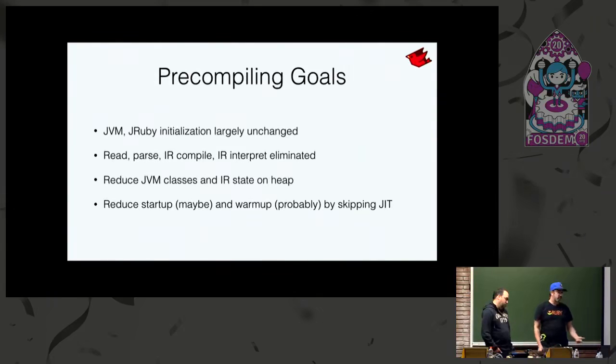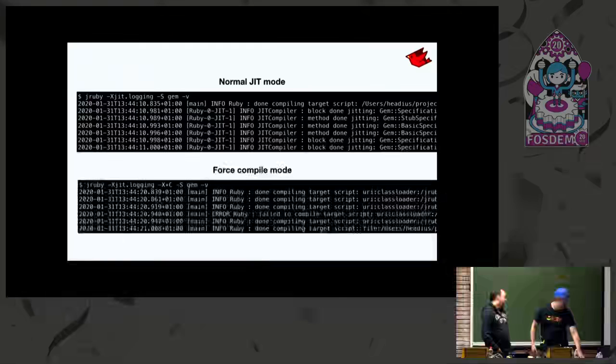So goals for this, obviously, JRuby and JVM initialization are about the same. We're not going to be able to do much to reduce that cost. But hopefully we can get rid of the reading of the file, parsing it, compiling the IR, optimizing the IR, interpreting it. We can launch ourselves straight into the bytecode execution. Maybe reduce the number of JVM classes, probably reduce the amount of heap used because we don't have all of our IR stuff that we have to stand up. And we mostly will get to the bytecode eventually anyway, so it's kind of wasted extra space. But unfortunately, it hasn't worked out as well. We kind of expected that it would be the same thing as we had seen before.